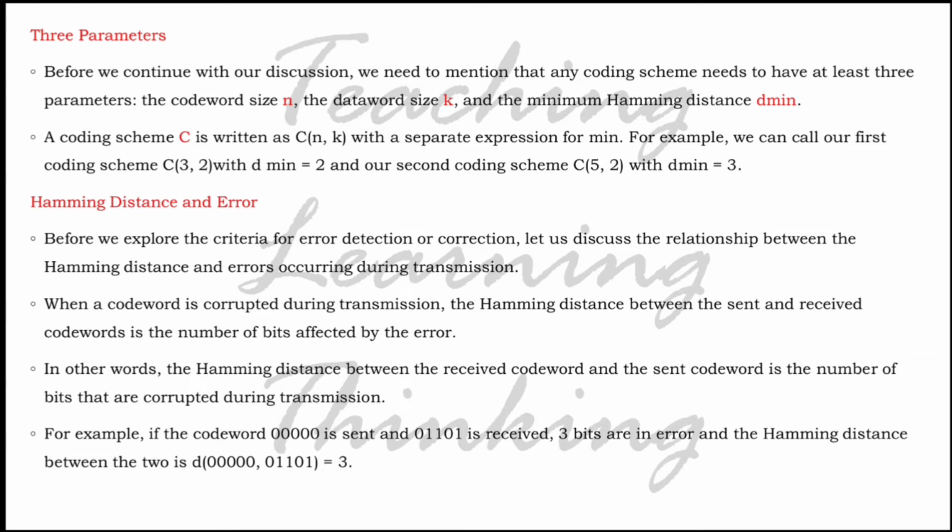For example, if the code word 00000 is sent and 01101 is received, 3 bits are in error. Since the sent code word is 00000, 3 bits are changed in the received one. The Hamming distance between the two is d(00000, 01101) equal to 3. So there are 3 bits of errors in the received bits.